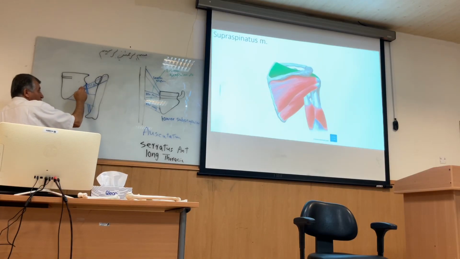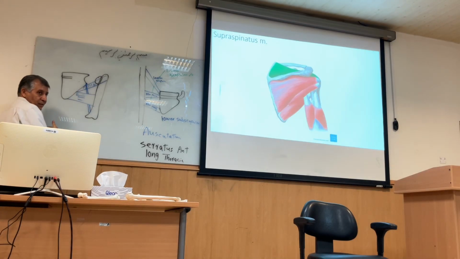The lateral boundary of the triangular area is the long head. The medial border of the quadrangular space is the long head. Okay? Three muscles are involved in the formation of these spaces, quadrangular and triangular.